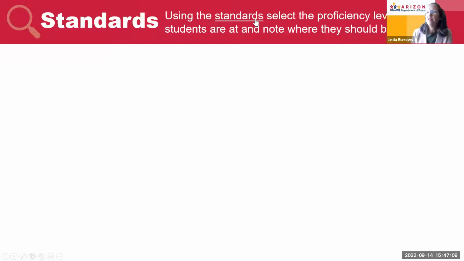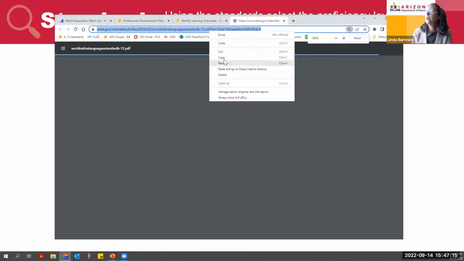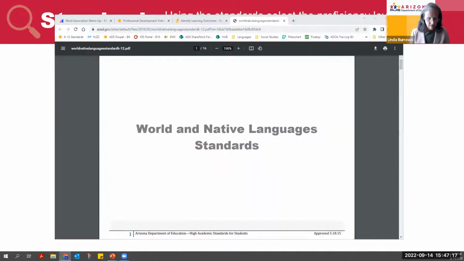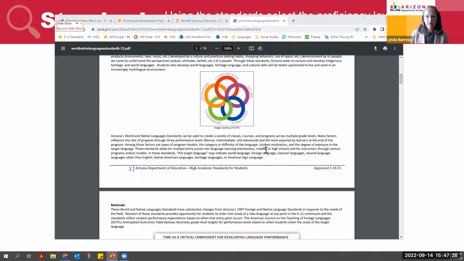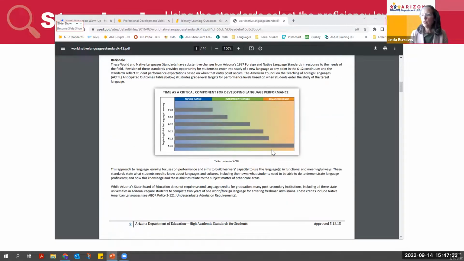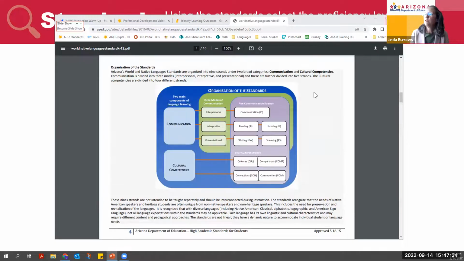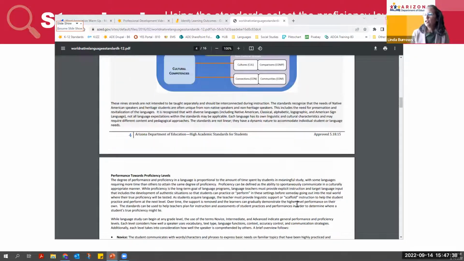So starting with the standards, I'm going to click out here, which I will then put into the chat for you all. We're going to start with our world and native languages standards. These standards, like I said, are the same for everybody. We have components of our modes of communication and the cultural components as well, which I think is a fantastic graph to show you how they all mesh together.